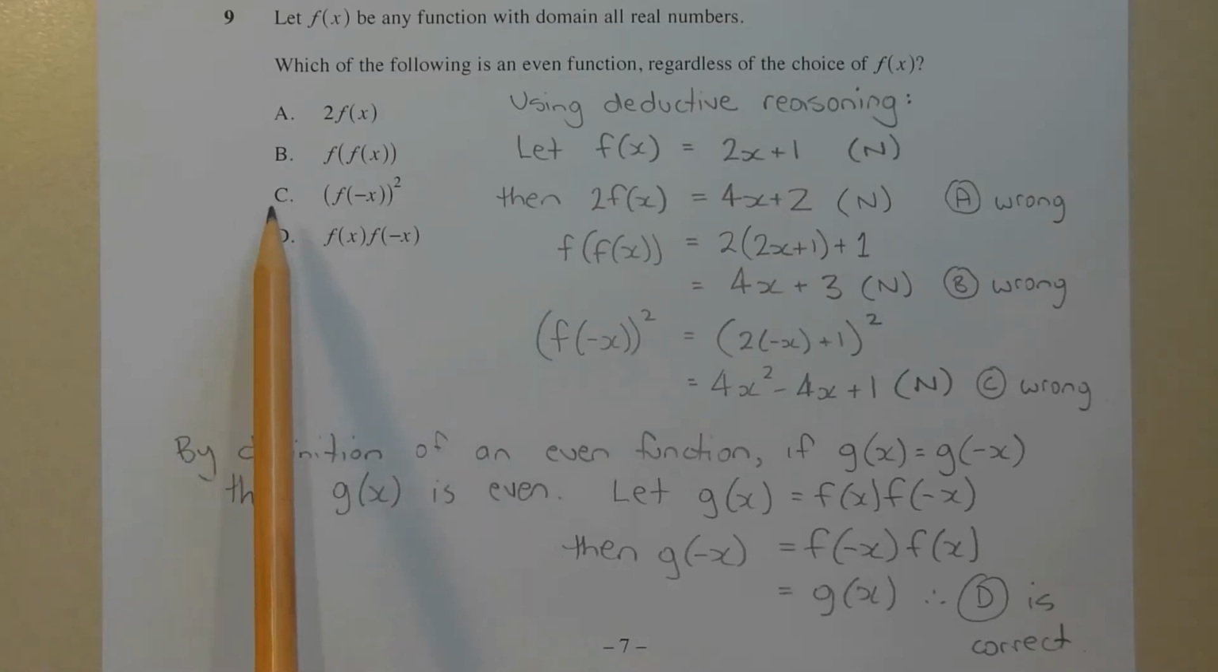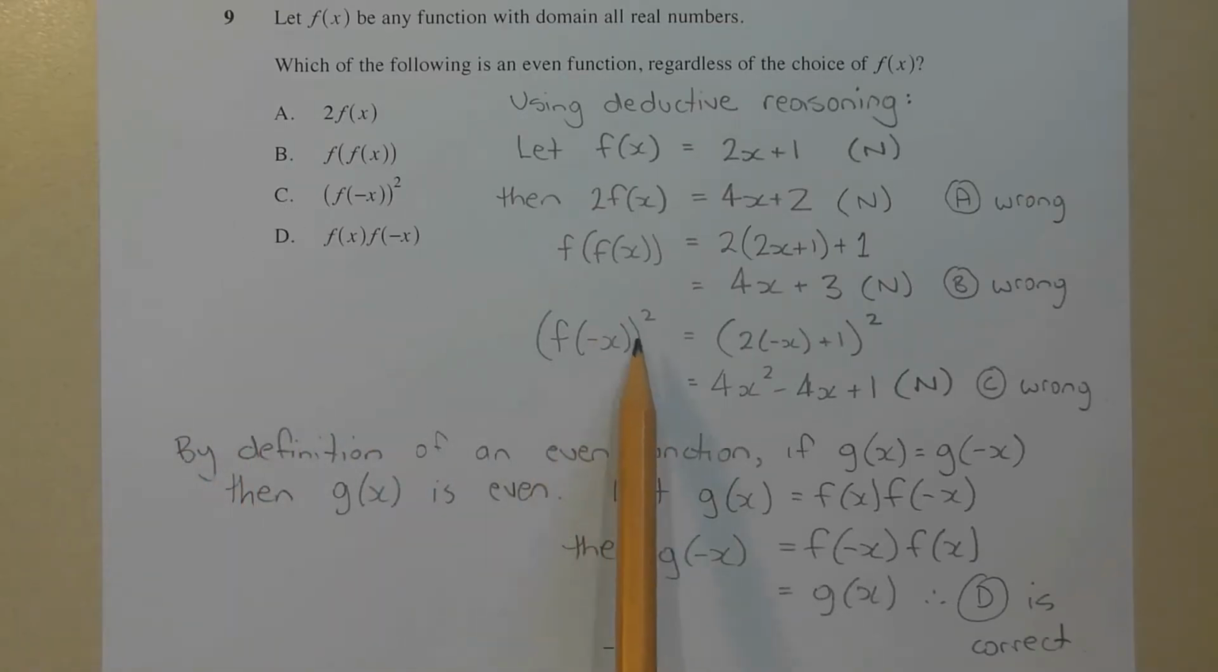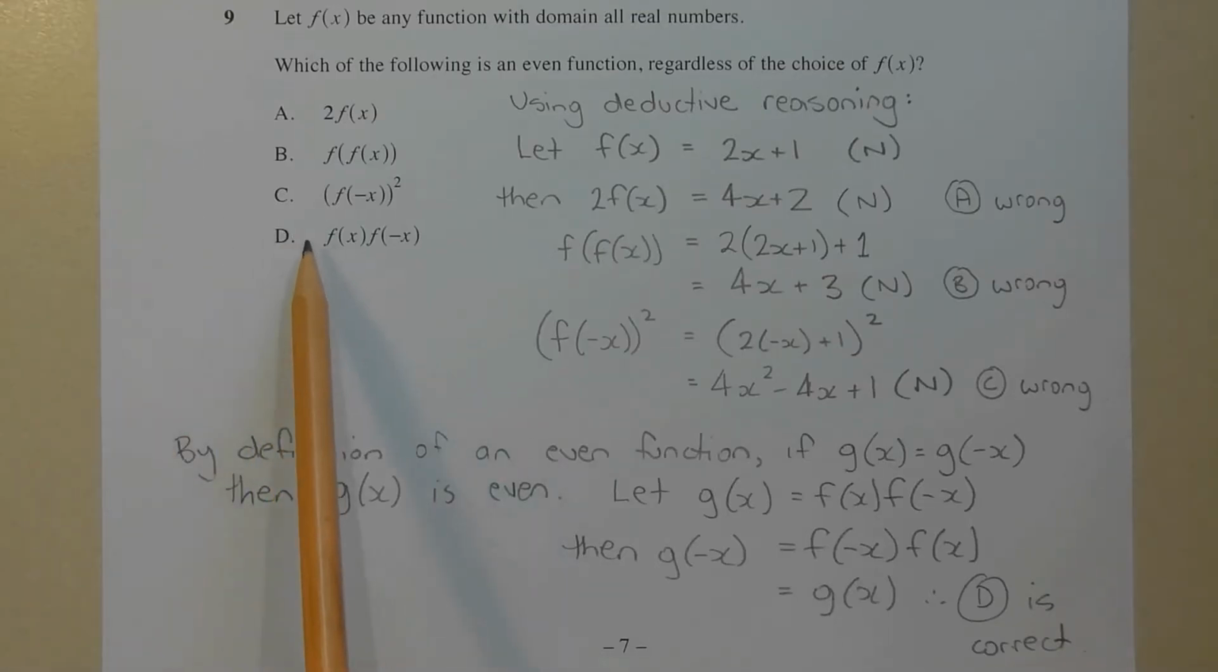Let's consider option C. F of negative x in brackets squared is equal to 2 times negative x plus 1 in brackets to the power of 2. Expanding this bracket and collecting like terms, we get 4x squared minus 4x plus 1. Now this is a concave up parabola where the vertex is not on the y-axis. So it's neither even nor odd. So option C is wrong. So by the process of deductive reasoning, that means option D must be correct.